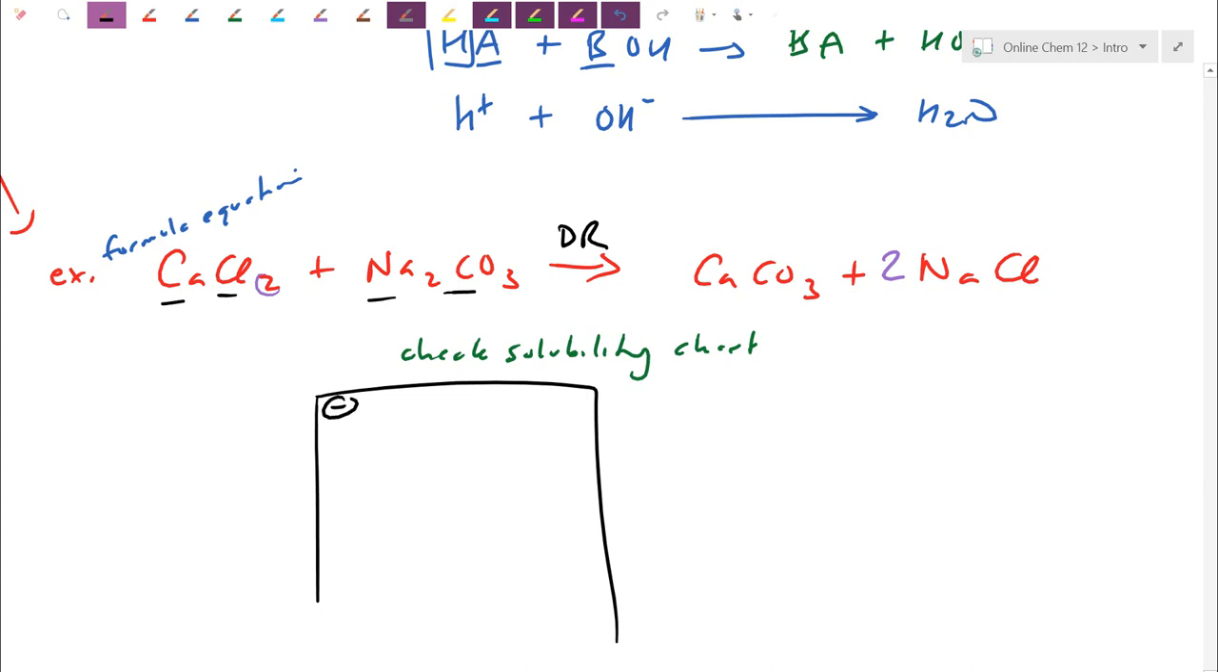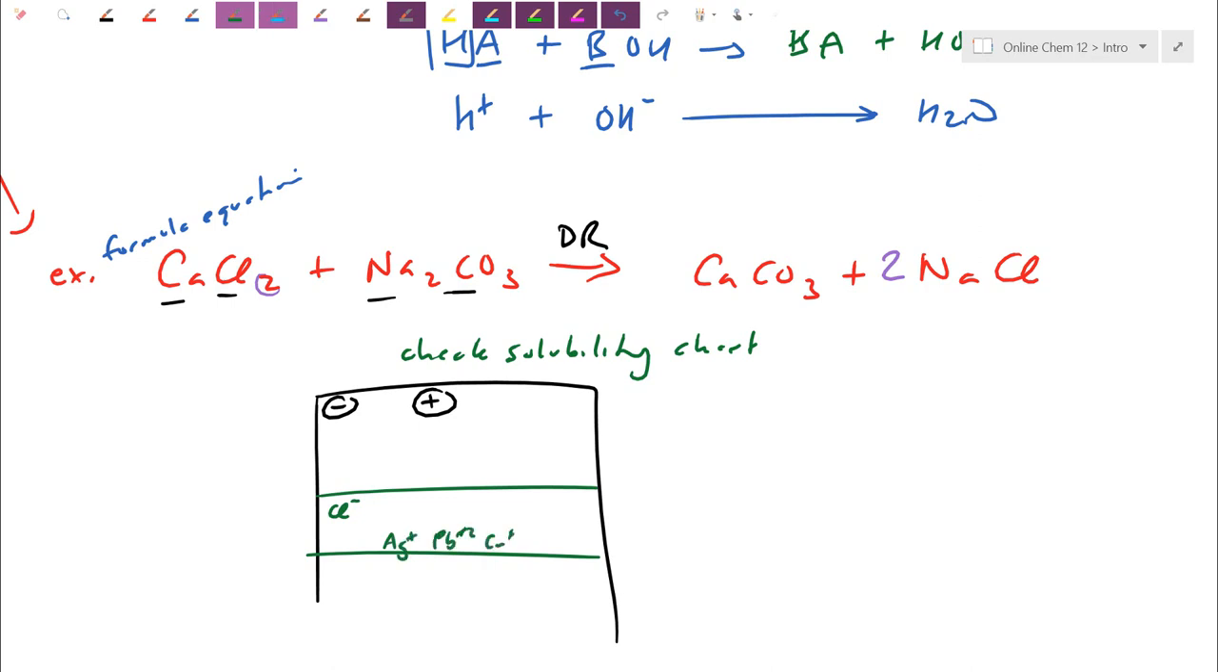Start off looking at the negative first, and then mix and match it with the positive. We're going to find the really top ones are very, very soluble. You're going to find chlorine with iodine and bromine a couple rows down. When chlorine is bonded with silver or with lead or with copper one, that combination is actually low soluble. Low soluble means it doesn't dissolve very well. We're going to put it in solid.